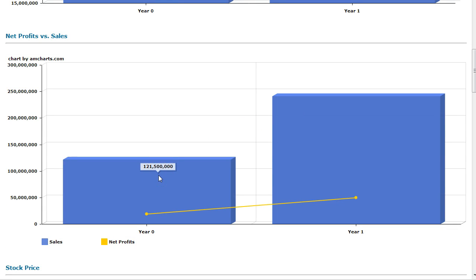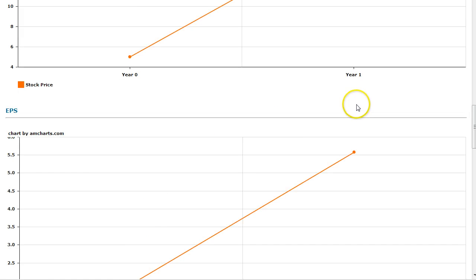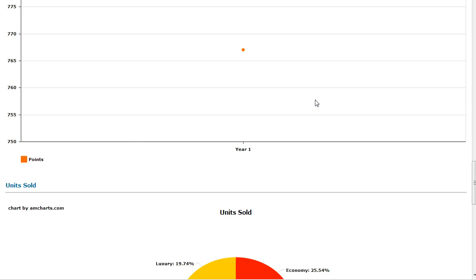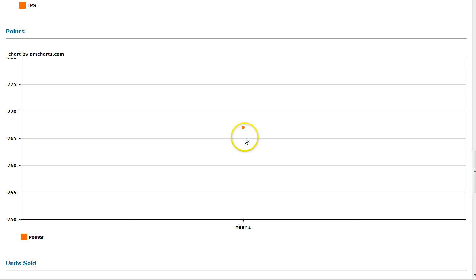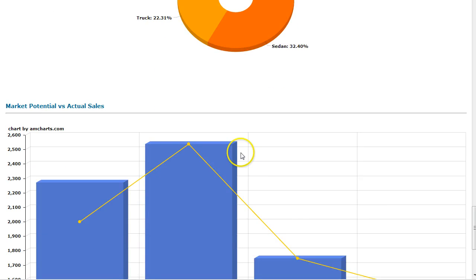Okay, this is just profits to sales chart, and both my sales and profits, which are denoted by this, I guess, yellow line here, increased. My stock price went from, I guess, 5 to about 17. My earnings per share went from about 2 to 5.50. Points, I had my first, I guess it's just one point chart right here, 767 points, and what I sold.